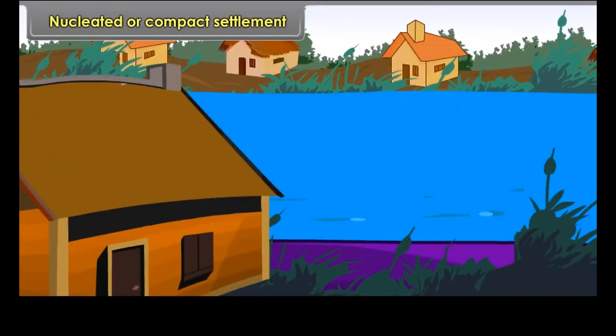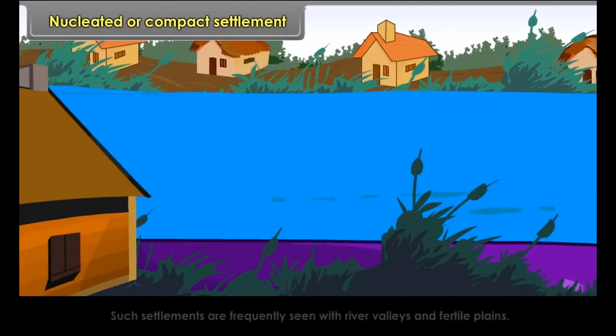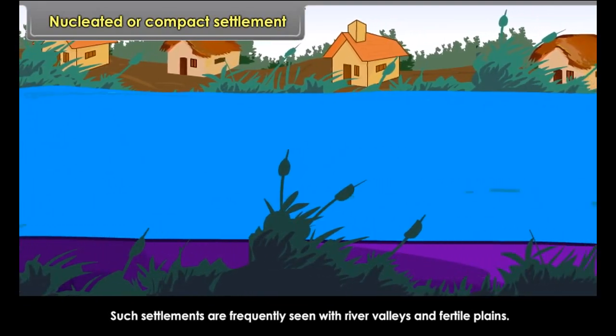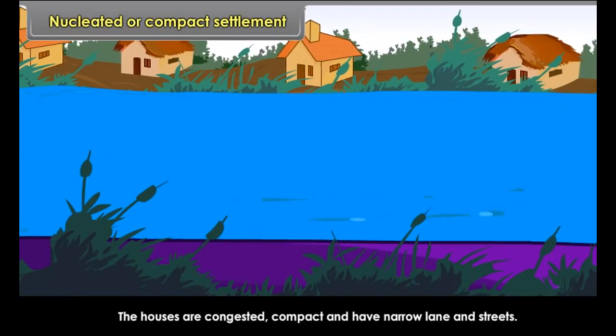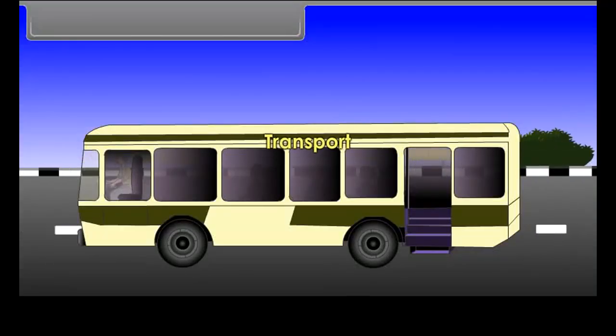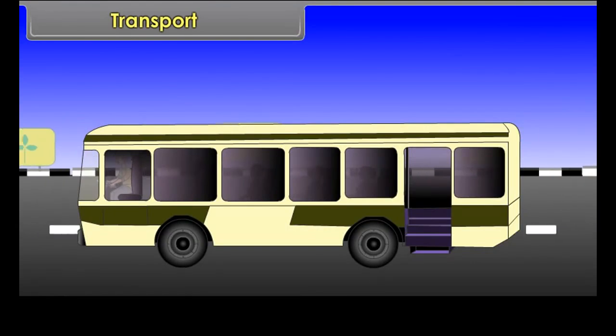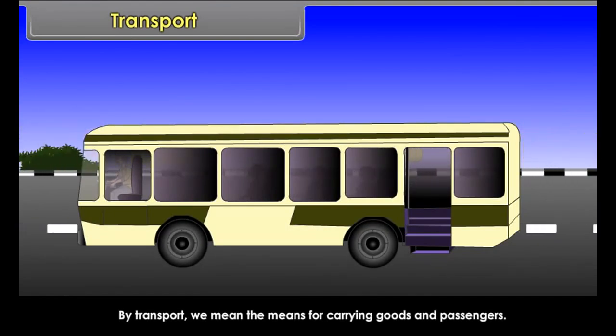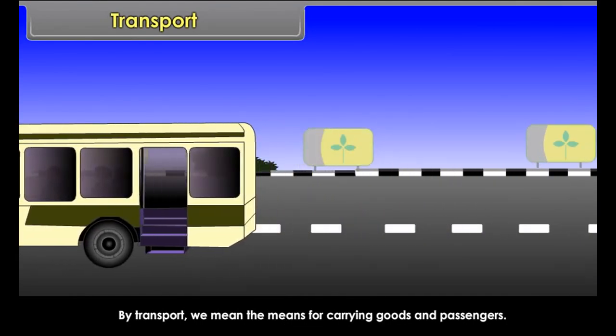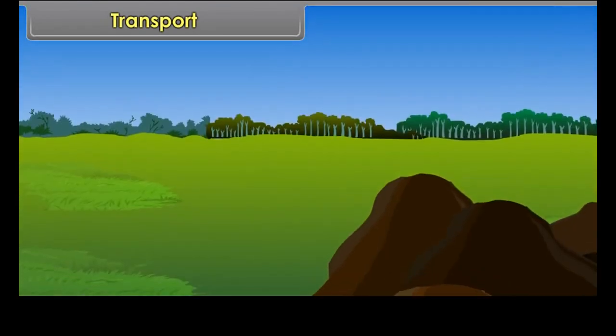Nucleated or compact settlement. This is a settlement where all the houses are built side by side, leaving narrow lanes and bylanes. Such settlements are frequently seen with river valleys and fertile plains. The houses are congested, compact, and have narrow lanes and streets.